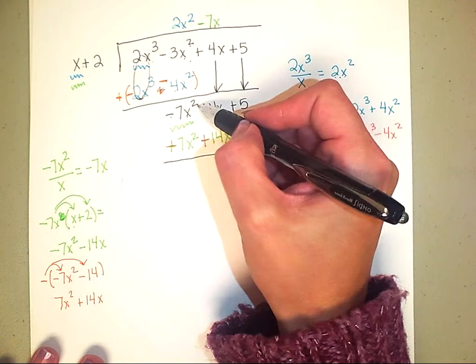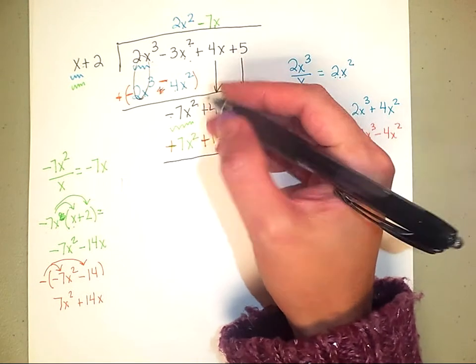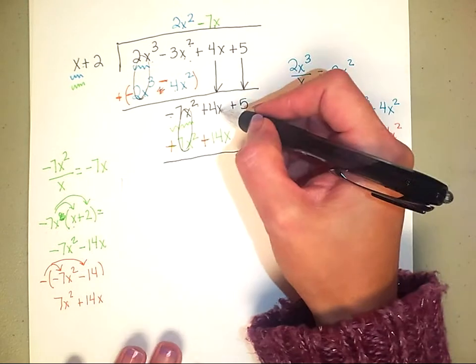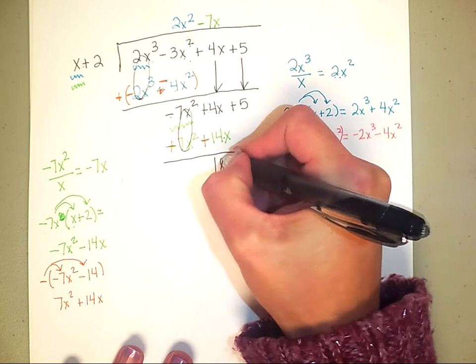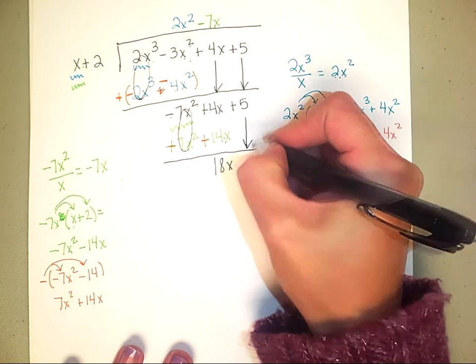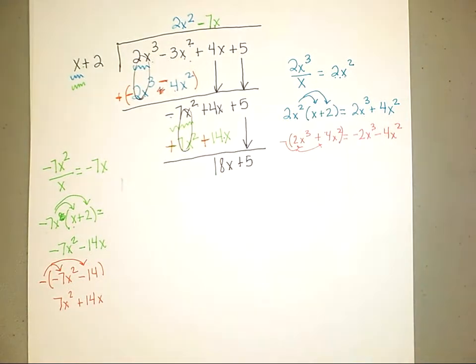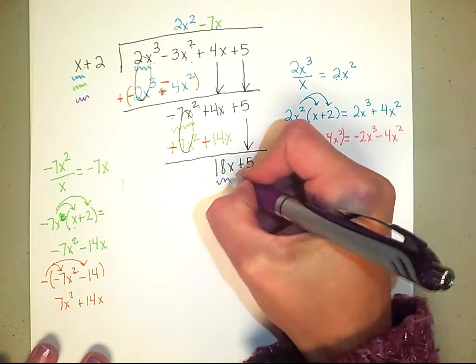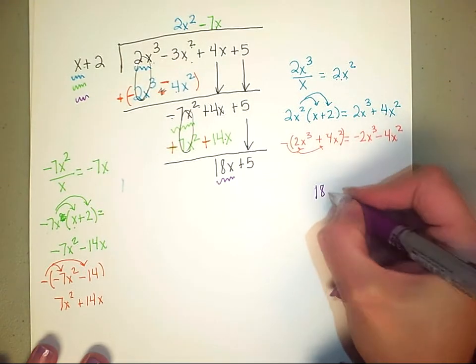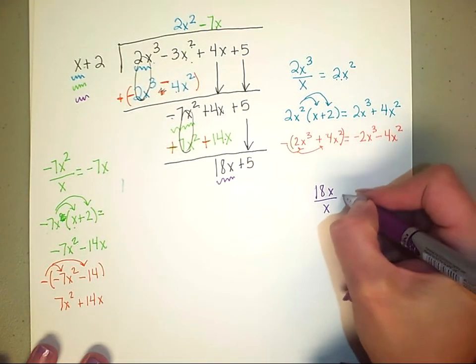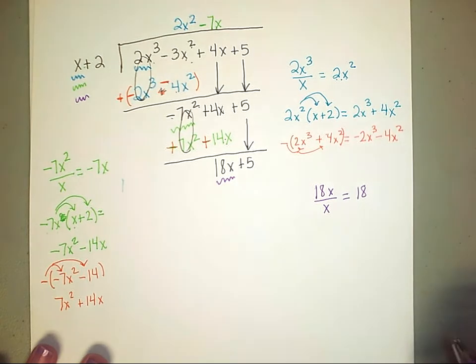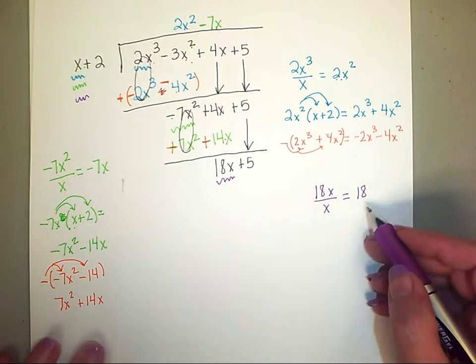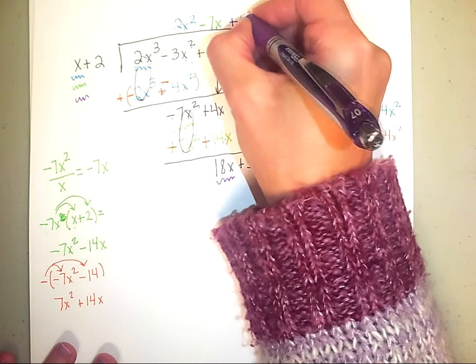Negative 7x squared plus 7x squared goes to 0. 4x plus 14x is 18x. And then we'll bring down the plus 5. Okay, now we start the process again. How many times is it that x goes into 18x? So that is, we're reducing 18x over x, which reduces to just 18. Now this is positive, so we write plus 18 up top.